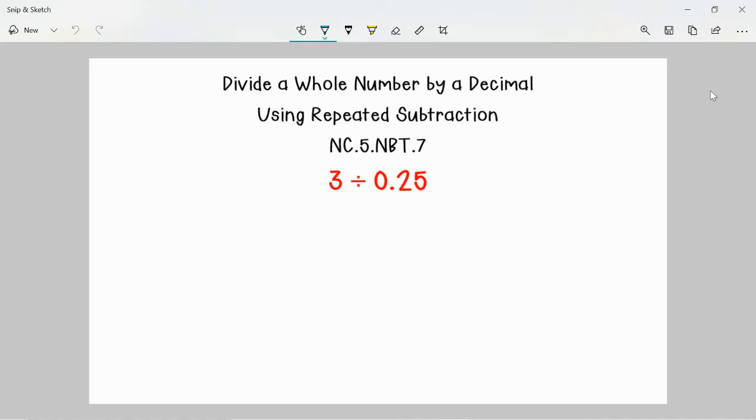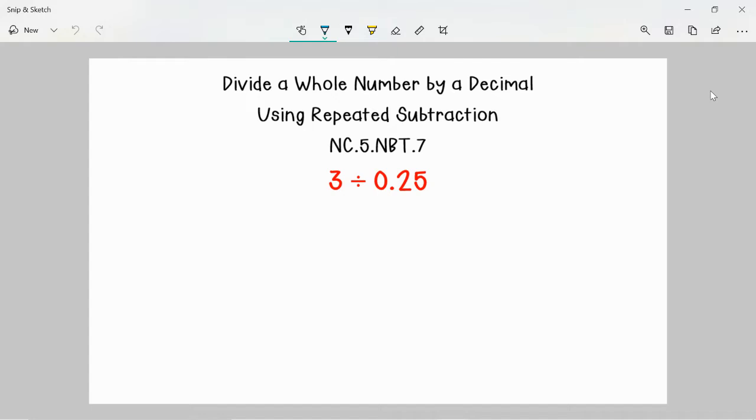In this video, we will look at dividing a whole number by a decimal number using repeated subtraction. The focus of this standard is using models, drawings, and strategies based on place value to compute problems. The work shown here should come after students have worked with more concrete models to divide, such as base 10 pieces, a base 10 shorthand drawing, or even base 10 grids.